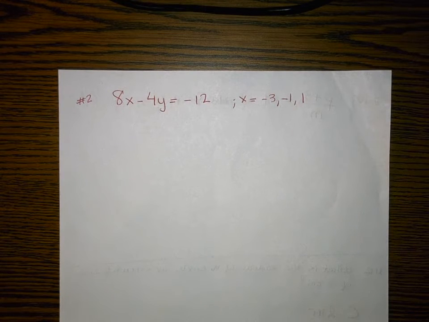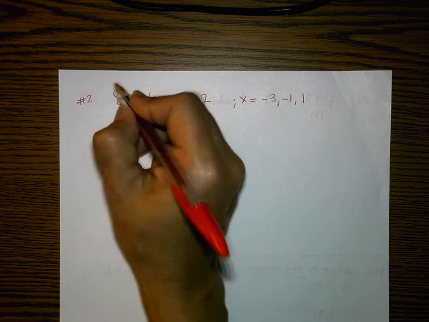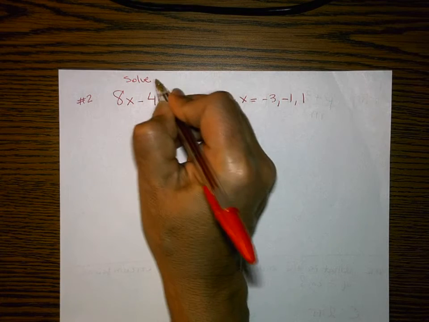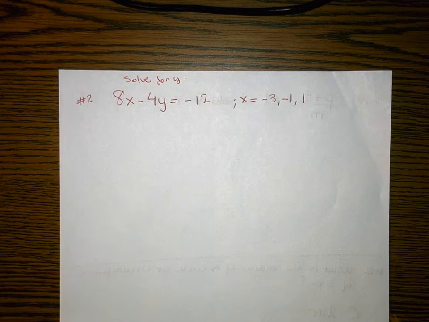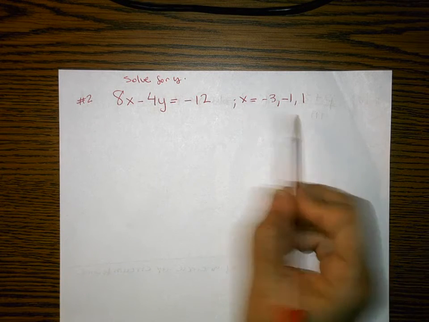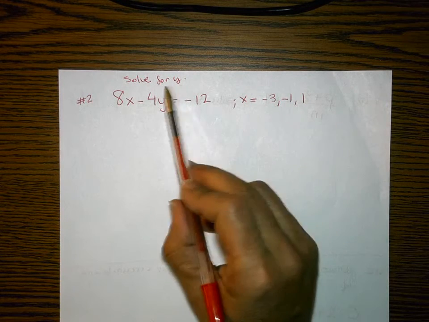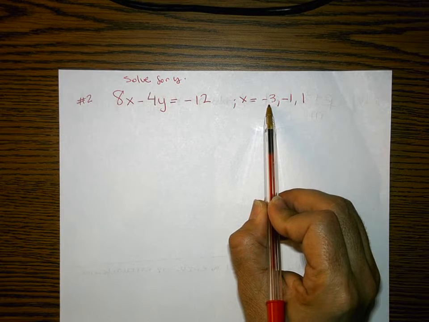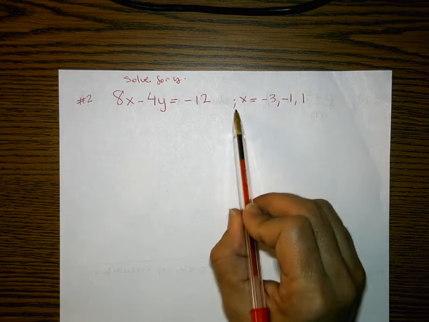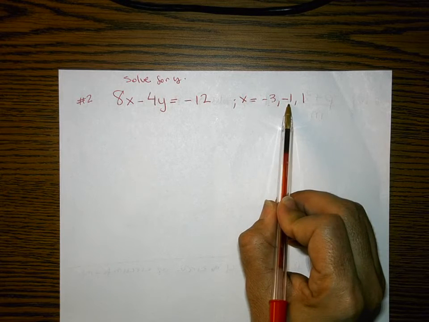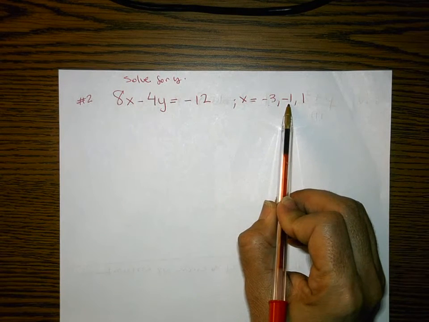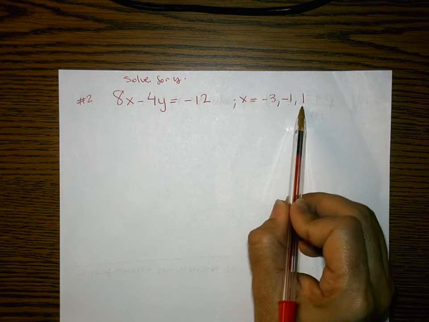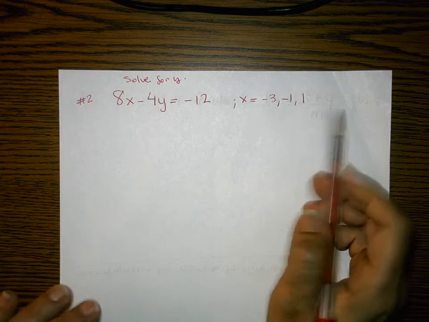Number 2 asks us to isolate for y. It says solve for y. And then it asks us for an extra piece of information here. Once you're done solving for y, plug in -3 for x and see what you get as an answer. And then plug in -1 for x, see what you get for y. And then plug in +1 for x and see what you get for y.